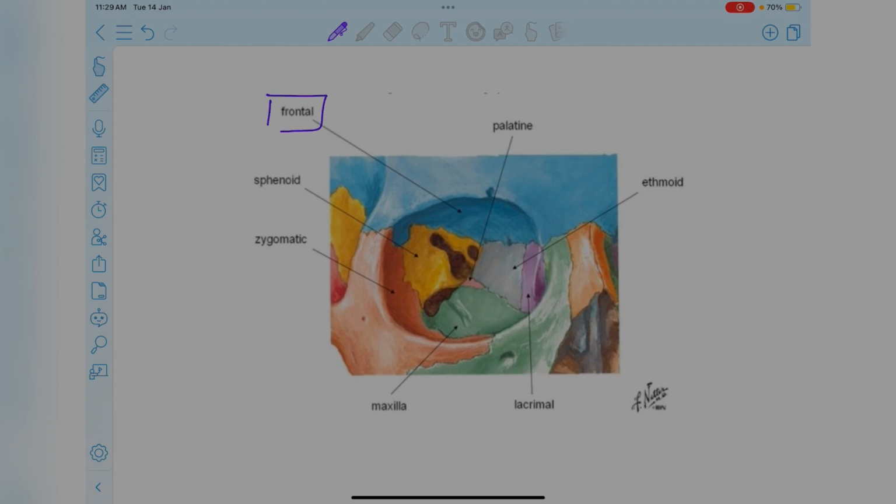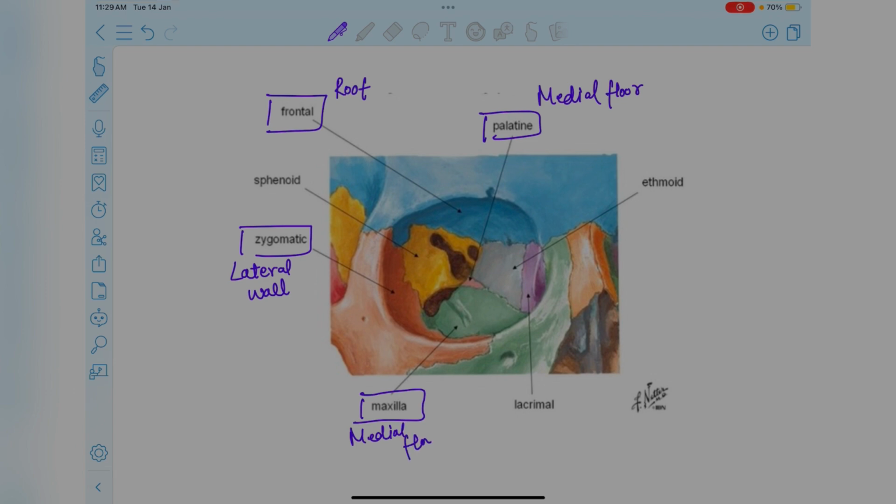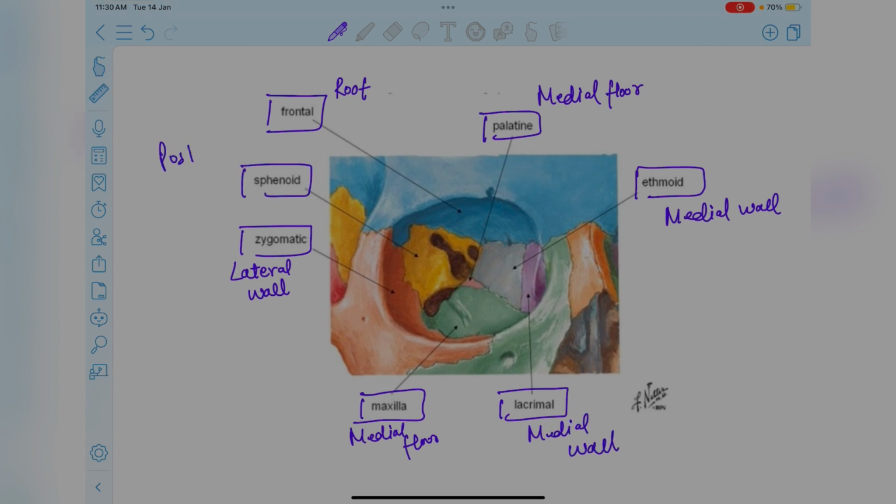So the roof is basically formed by the frontal bone, whereas the lateral wall is formed by the zygomatic. After this, the floor is formed by the maxilla and the palatine. The maxilla and palatine form the floor. After this, the medial wall is formed by ethmoid and lacrimal. The medial wall. And the last, sphenoid, forms the posterior.